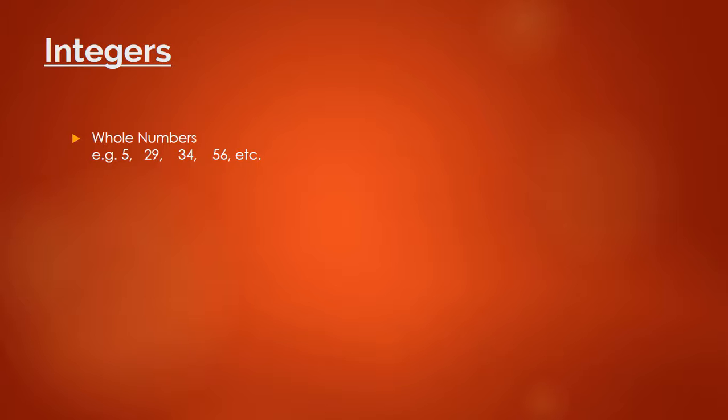Integers are whole numbers, that is 5, 29, 34. They represent the whole numbers. They do not contain any fractional parts, so it means integers are numbers and they cannot contain any decimal points, but they can be signed numbers, that is, an integer can be positive or negative. So in this example, -7 represents -7 and 8 represents +8.